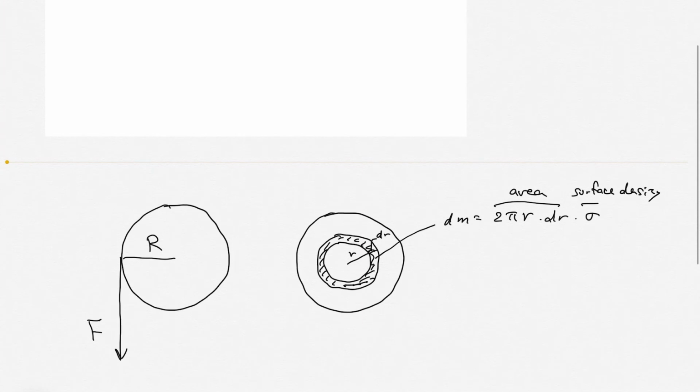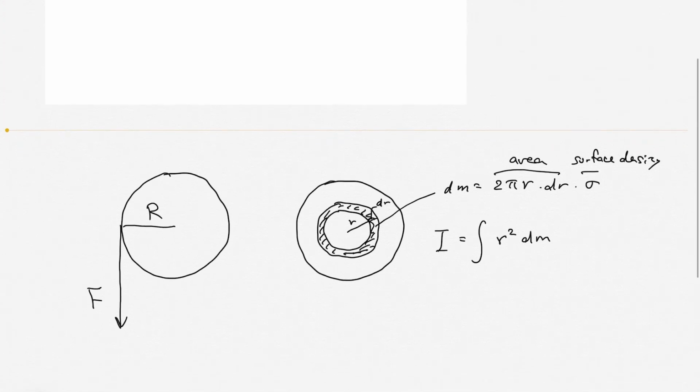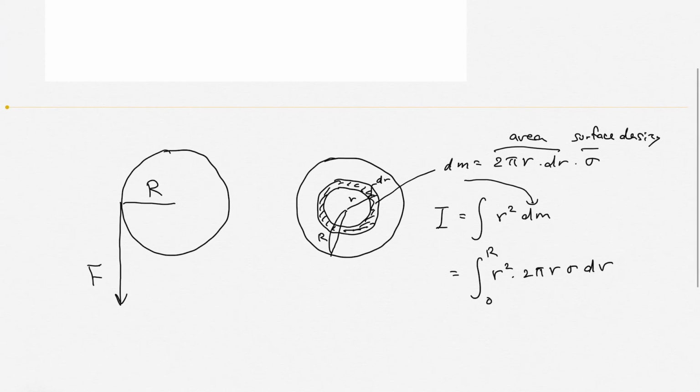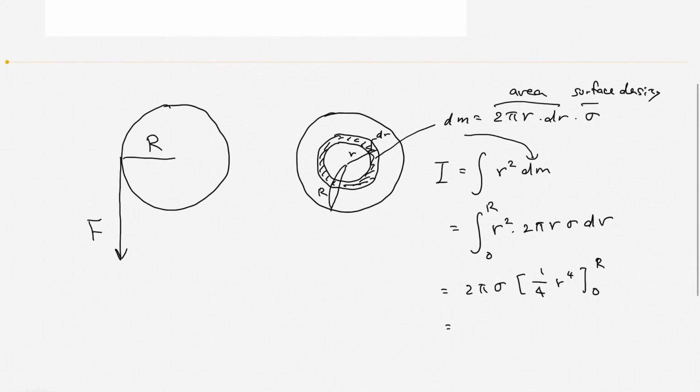Then we'd like to find out the moment of inertia, which is r squared dm. This is the definition of the moment of inertia. Then you can substitute this dm here, and it becomes r squared times 2 pi r sigma dr, where r is changing from 0 to the capital R, the radius of the disk. Then you could perform the integral. 2 pi sigma is a constant value times r cubed, so it becomes 1 over 4 r to the fourth, from 0 to R. So it becomes 1 over 2 pi sigma R to the fourth.